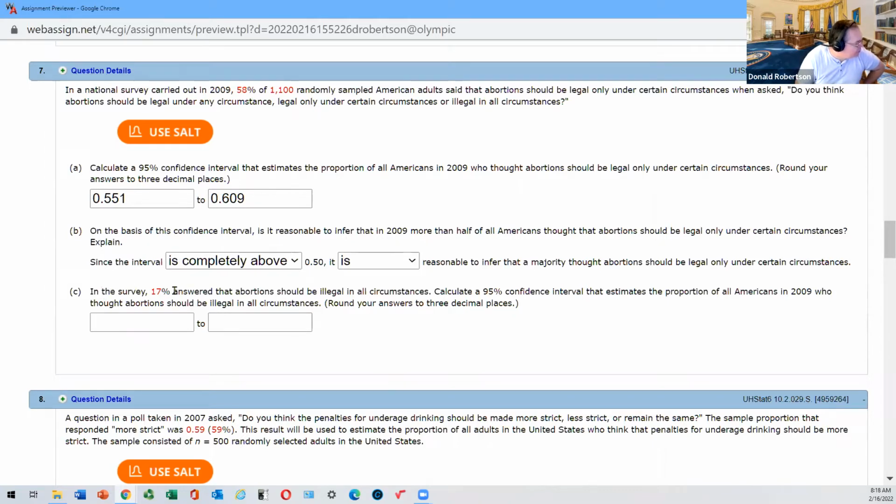In the survey, 17% answered that abortions should be illegal in all circumstances. And now they want us to do a 95% interval on this one. So we're now going to do 17% of that sample size to find out how many people were just against any kind of abortion. So this I'm doing off screen again. So 0.17 times 1100.